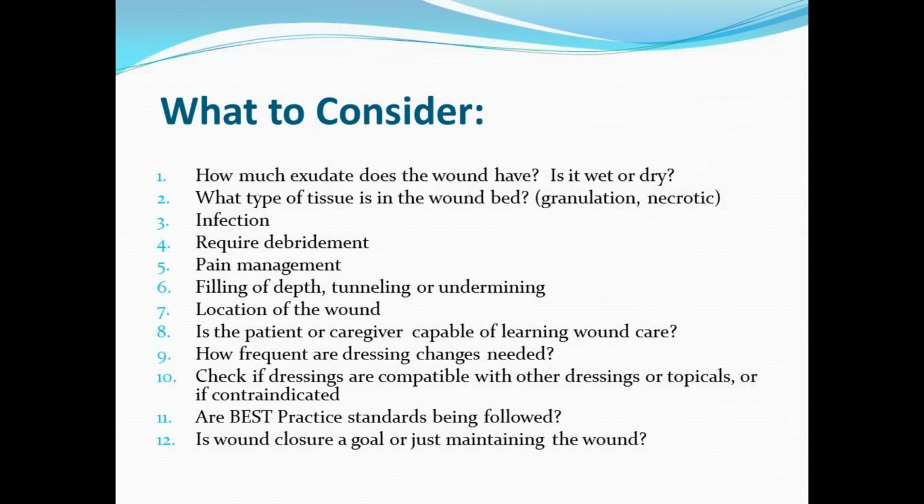If the wound is very wet, we're going to use products that absorb lots of drainage and or change them more frequently. What type of tissue is in that wound bed? If it's beautiful, pink, healthy granulation, you only need to be growing new tissue. If it's necrotic tissue, especially if you've already had it debrided and there's still necrotic tissue, we want to be using products that continue to get rid of necrotic tissue. We have products specific for that. We already talked about looking at infection, wounds that require debridement, pain management. We need to be looking at products that decrease the pain with wound care.